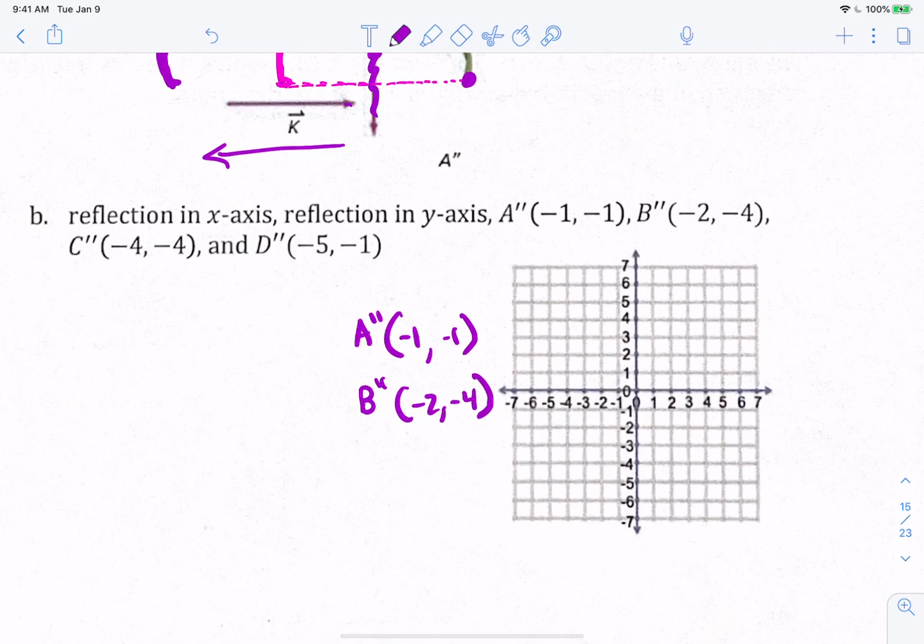-2, -4. C. -4, -4. D. -5, -1. That eraser. Okay.